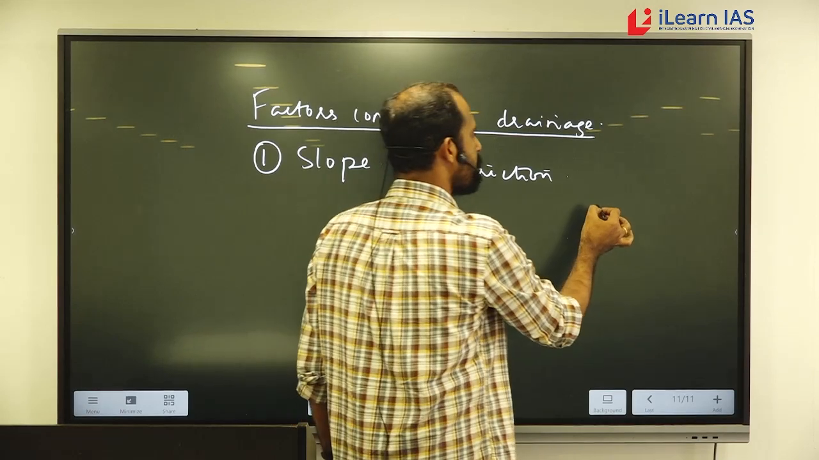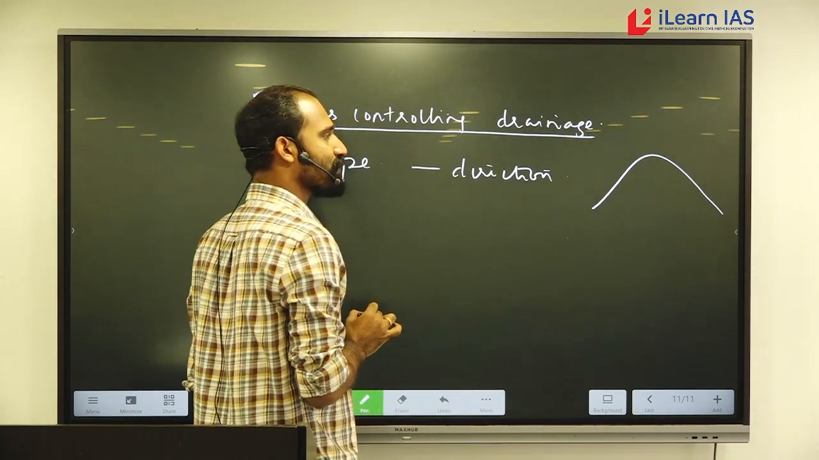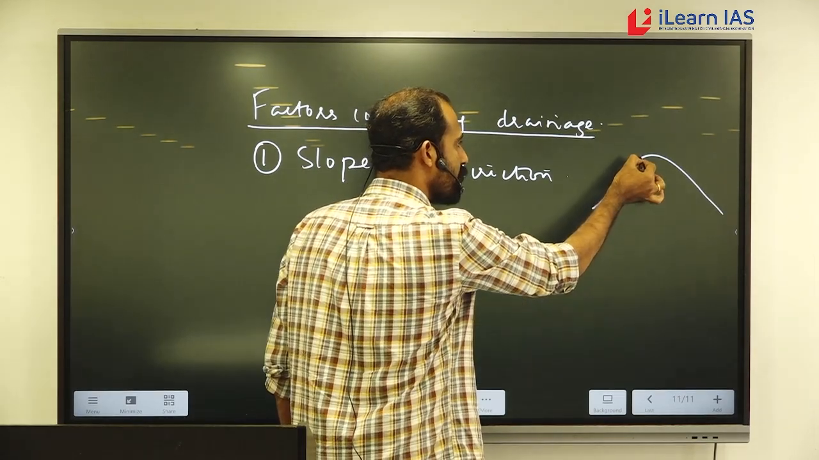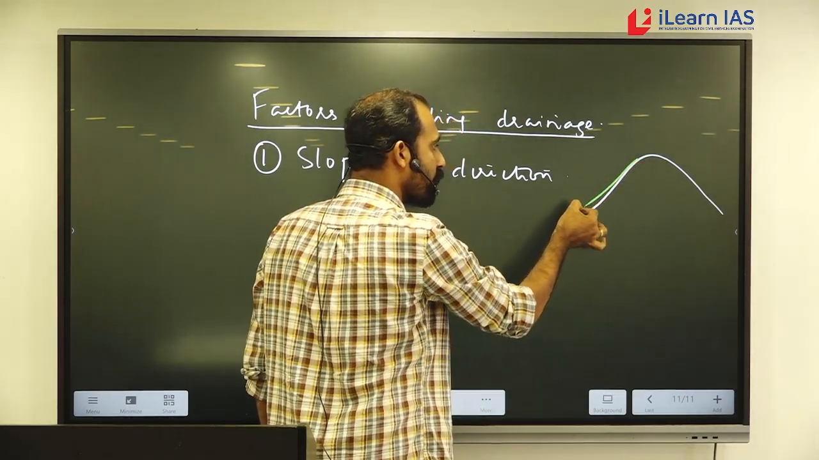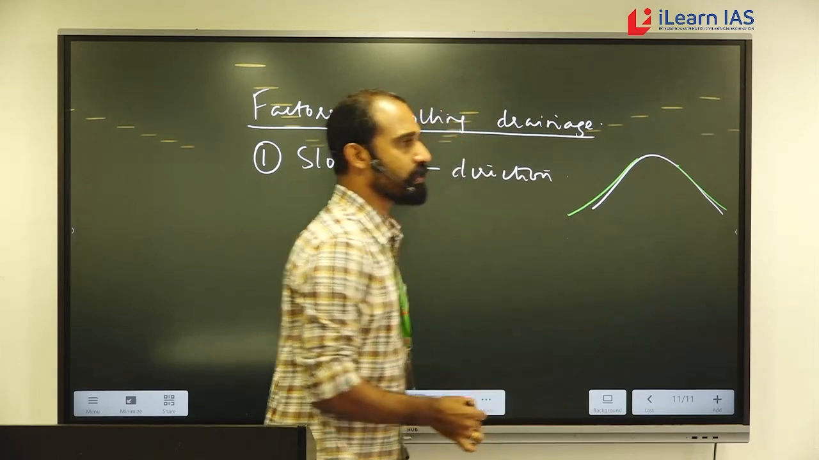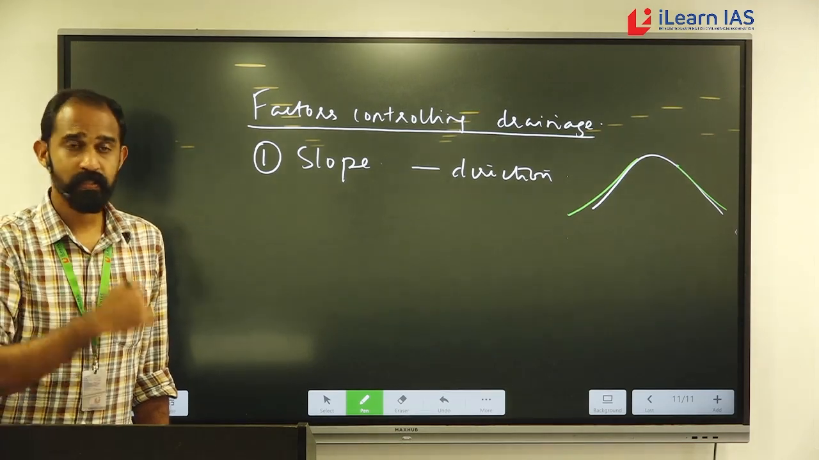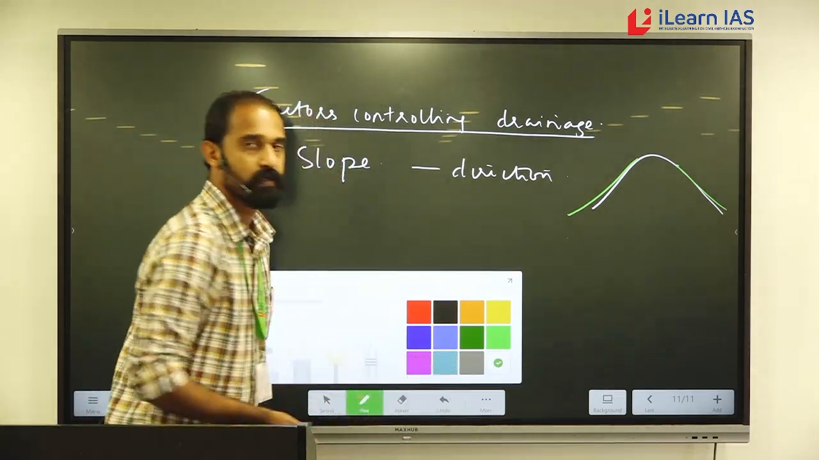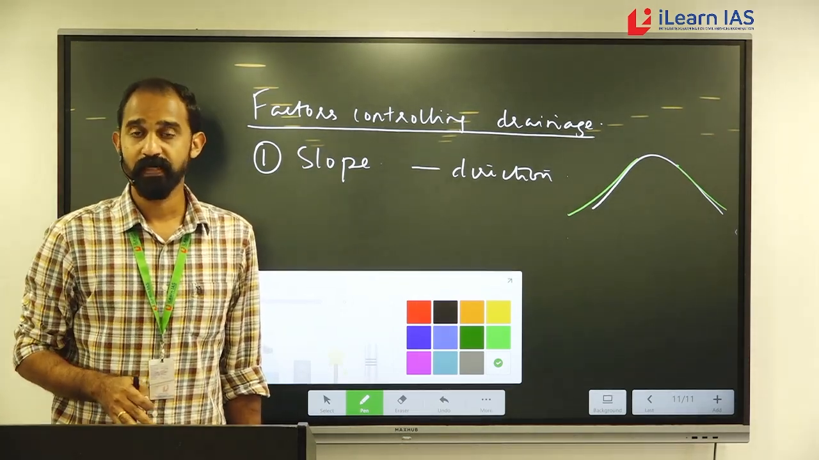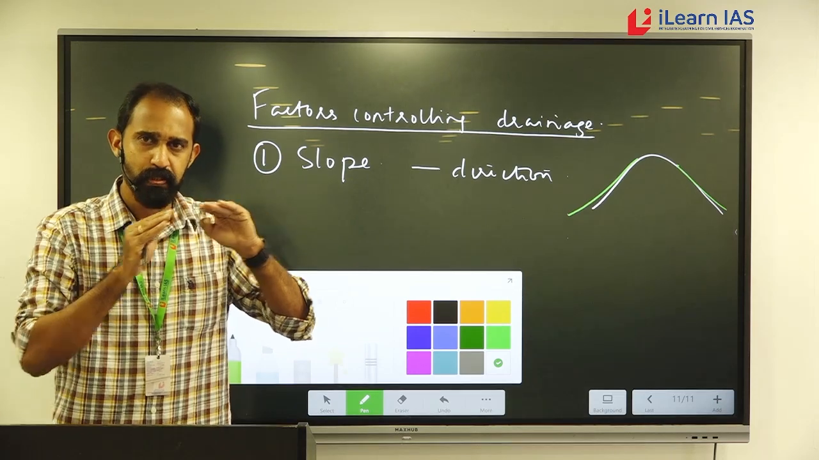If there is a hill like this, we have already talked about the concept called water divide. This hill will be acting as a water divide because water flowing on this slope will flow in one direction, while the water flowing on the other slope will flow in the other direction. So the slope will determine the direction of flow. Similarly, the speed of flow. If the slope is very steep, the speed of flow will be very high. If the slope is gentle, speed will be low. If it's almost flat, it's a very, very slow movement of water.